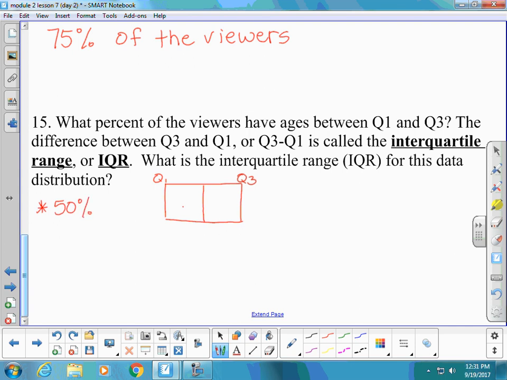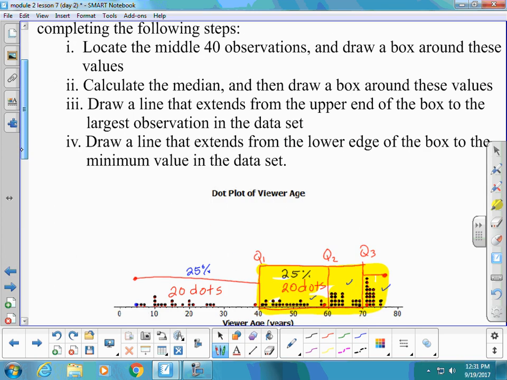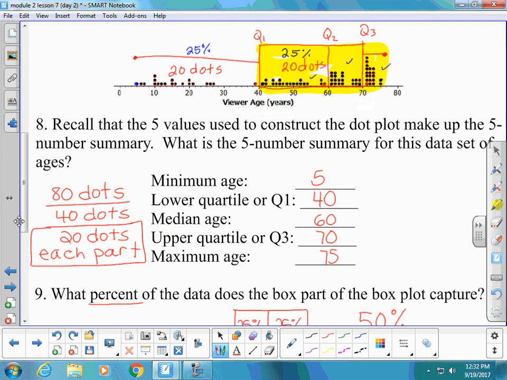It says the difference between Q3 and Q1 is called the interquartile range, or the IQR. In this case, let's find the interquartile range. So our next question, let's find out exactly what Q3 and Q1 are. We're going to find what we call the interquartile range. So we're going to do Q3 minus Q1. So those values, Q3 is 70 and Q1 is 40.